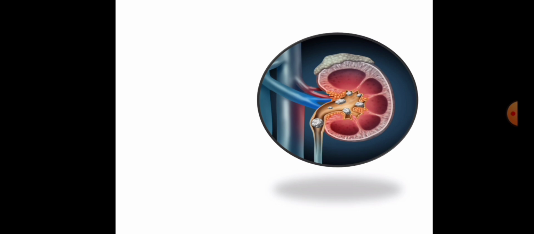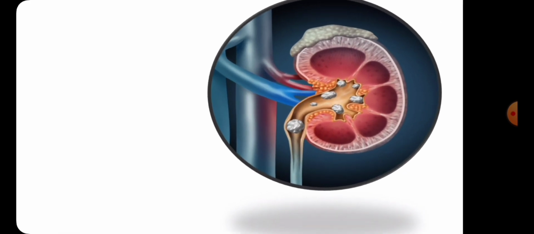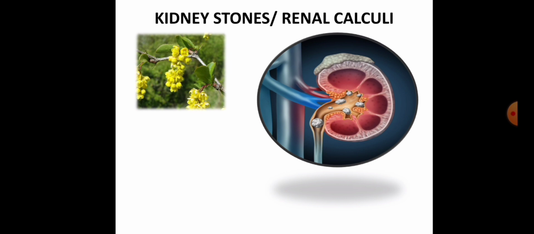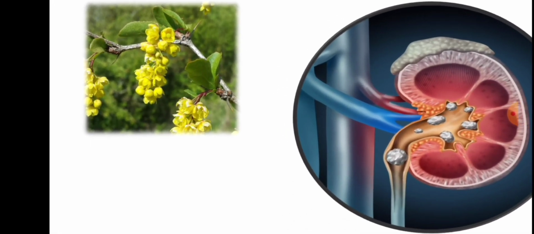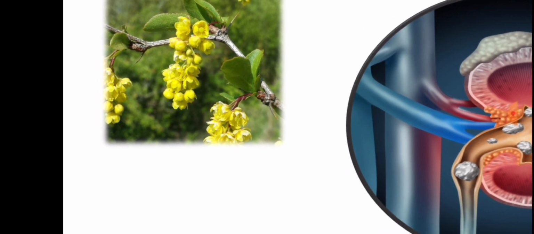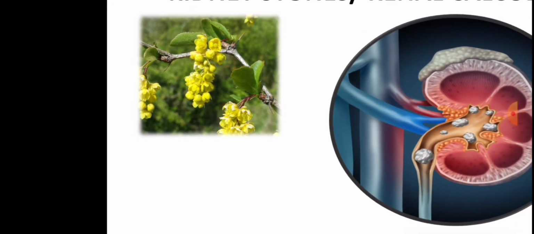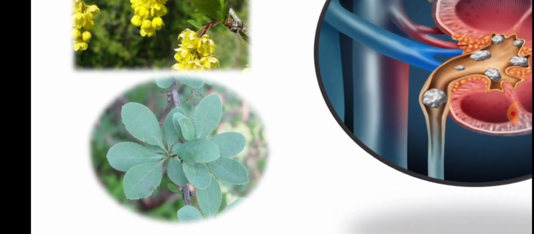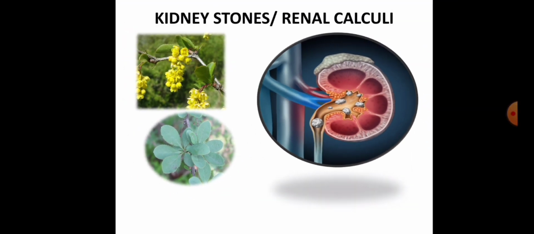With this picture, I think you have guessed what condition we are speaking about. That is kidney stones or renal calculi. Very frequently, or mostly, we use this mother tincture in homeopathy, which is a plant extract again. Just look at the flowers. Observe the flowers, because in the next slide we will be seeing something like this, and the leaves of this plant are something like this. So this is called Berberis vulgaris.